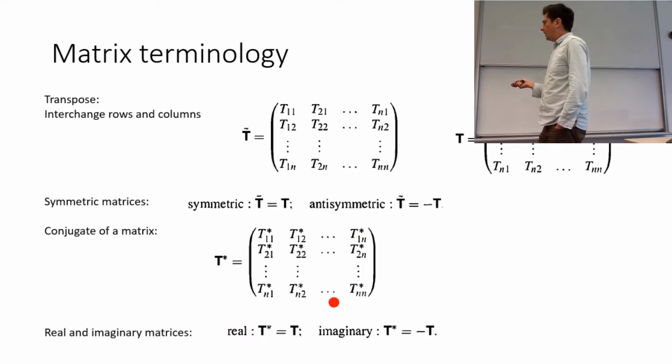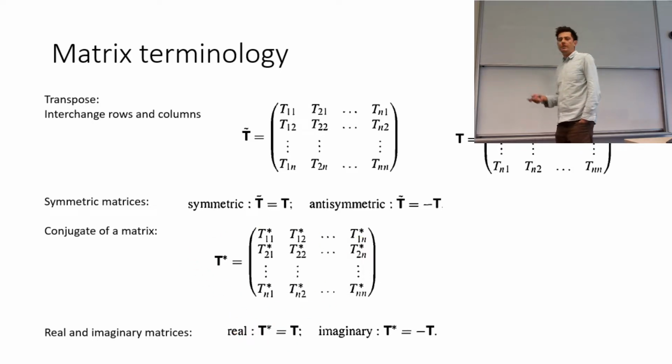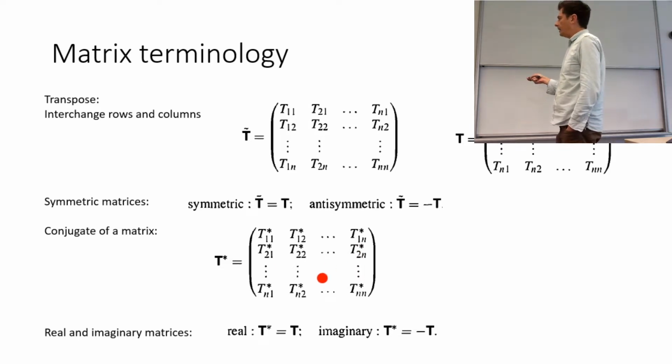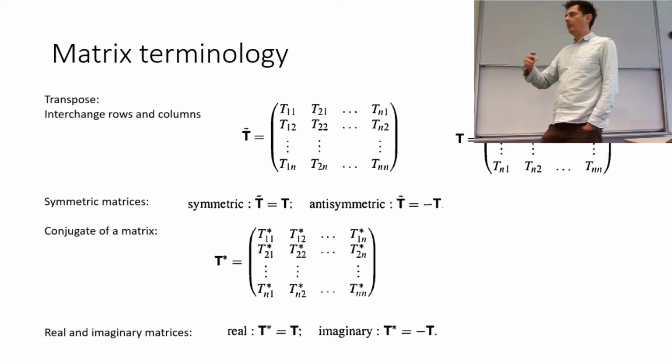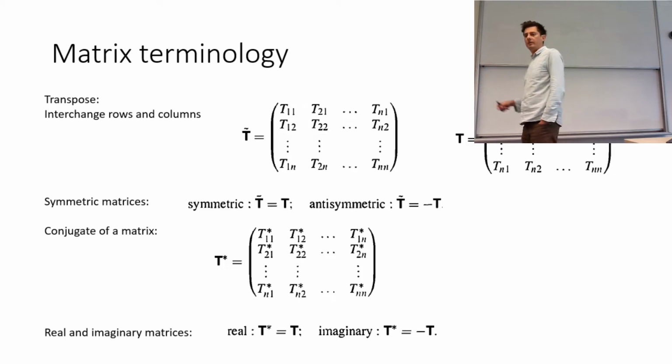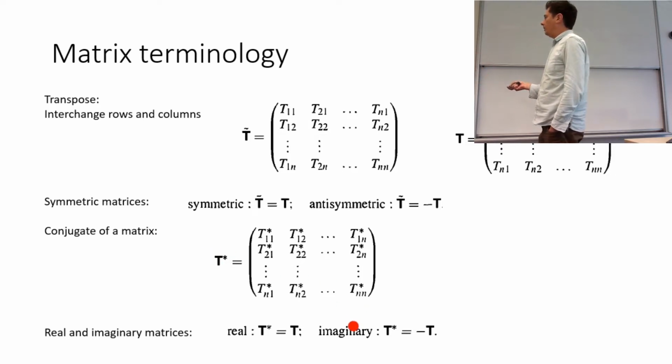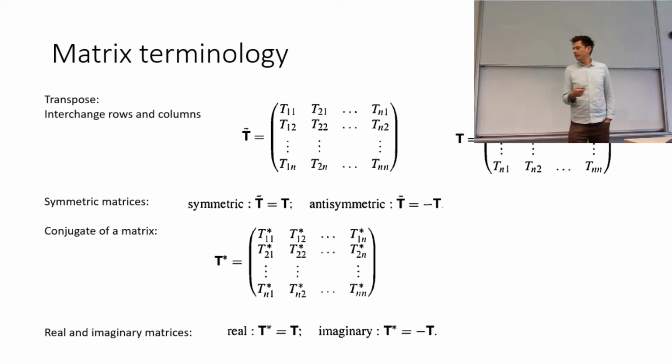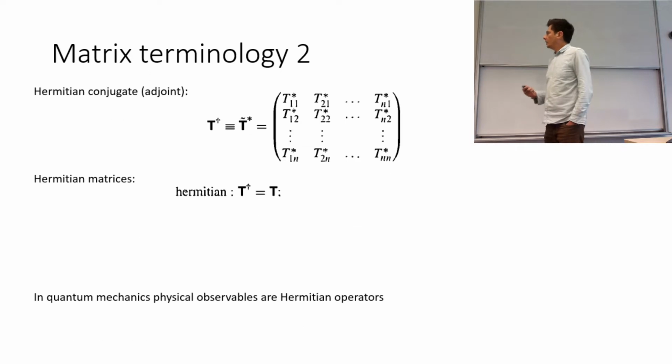So that would be a real matrix. If this was a purely imaginary matrix, then you can imagine if all these numbers had an i here, so it's like i, 3i, 5i, like that. Taking the complex conjugate would put a minus sign in front of all the numbers. And so that would be a purely imaginary matrix. Okay, so that's what a symmetric matrix means. That's what a real matrix means.